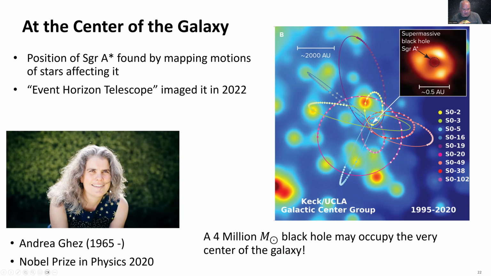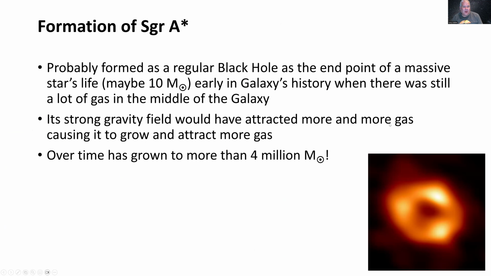And Andrea Ghez, I talked about this a couple weeks ago. She's a professor at UCLA, got the Nobel Prize in Physics for this discovery in 2020, showing where this supermassive black hole was and what its mass was. It's over 4 million solar masses.